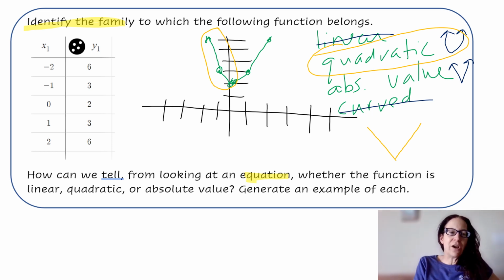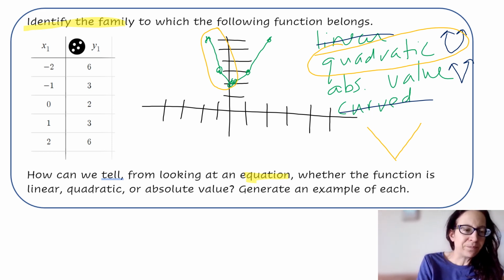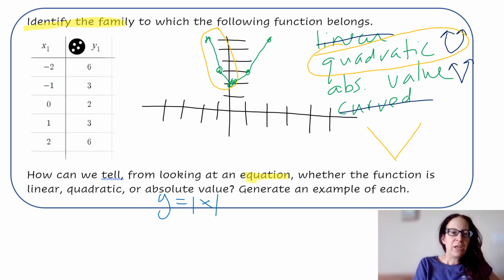And then the next question here: how can we tell from looking at an equation whether the function is linear, quadratic, or absolute value? Generate an example of each. So short story on that one. Absolute value better have an absolute value in it somewhere. If you don't see an absolute value somewhere in the function, it's not in that family.